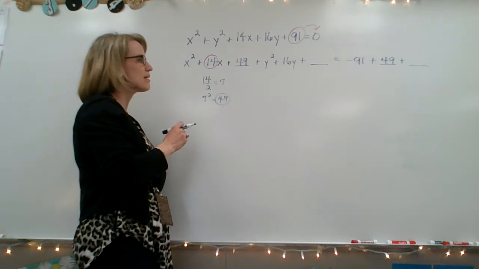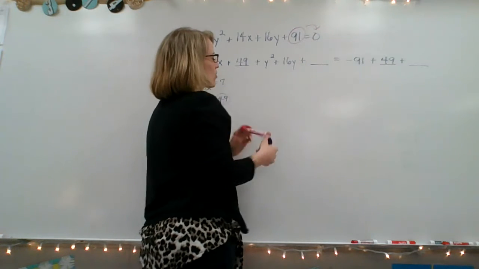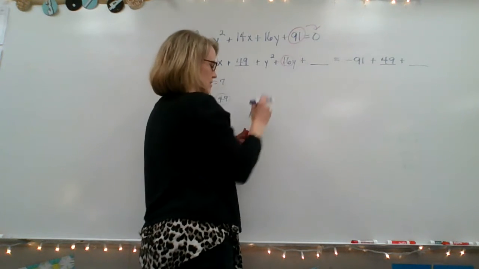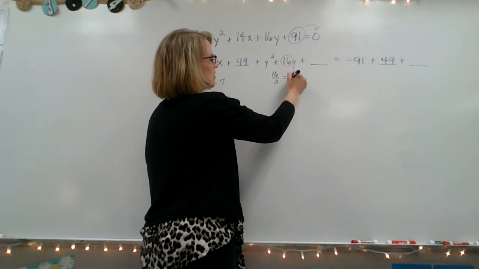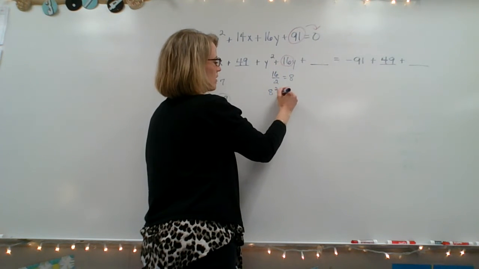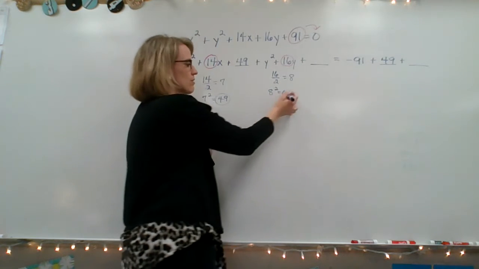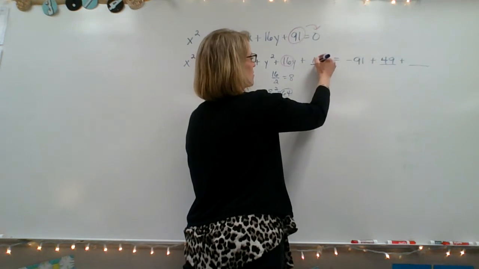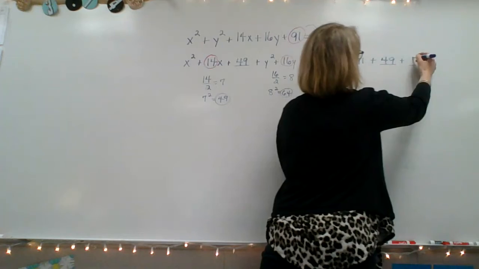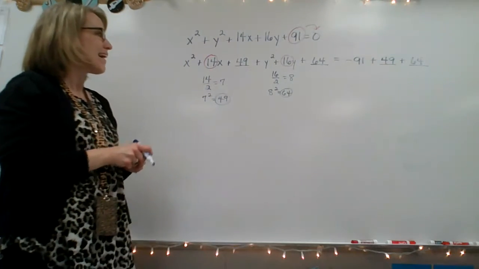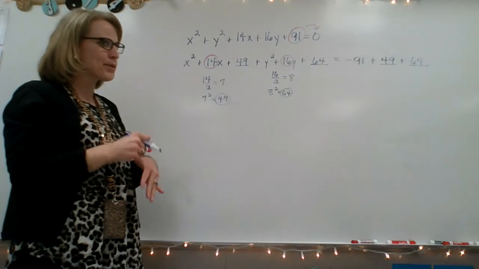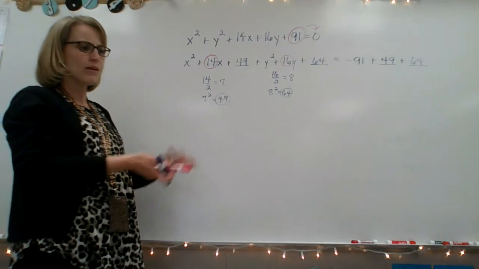All right, do the same thing with our y here. We're looking at 16y, so let's take half of that coefficient, which is 8. Then we're going to square that. It is 64. So that is the number we need here in this blank. So 64 and then 64 again. So we're keeping this equation balanced again by adding that same number to both sides. So technically we really haven't done anything to it because it's still balanced.